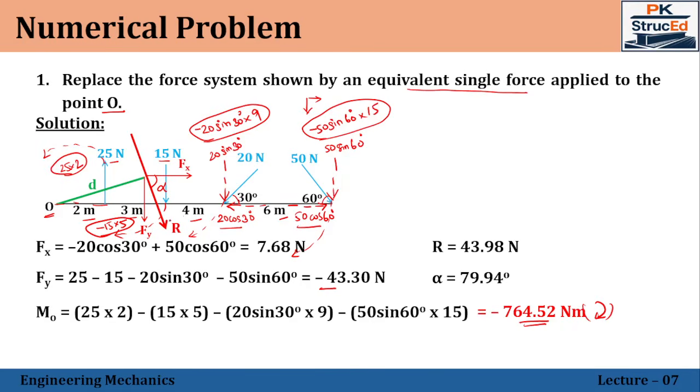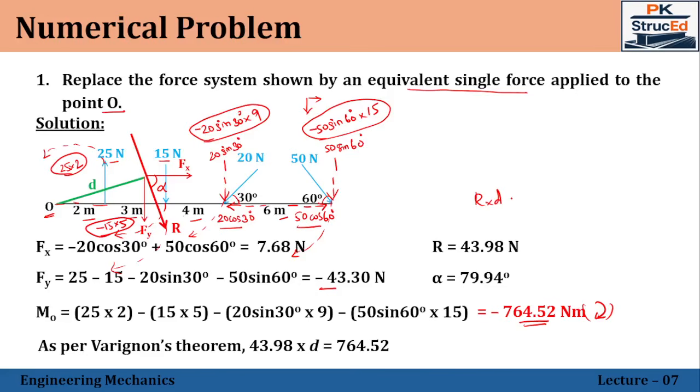So now take the resultant. The resultant is acting on the right side in the downward direction. If I am rotating this resultant about the point O, this also tends to rotate in the clockwise direction. So that will also be negative. So as per Varignon's theorem, R into D will be equal to the moment of all the individual forces. So R is 43.98, into D, which we don't know, is equal to 764.52.